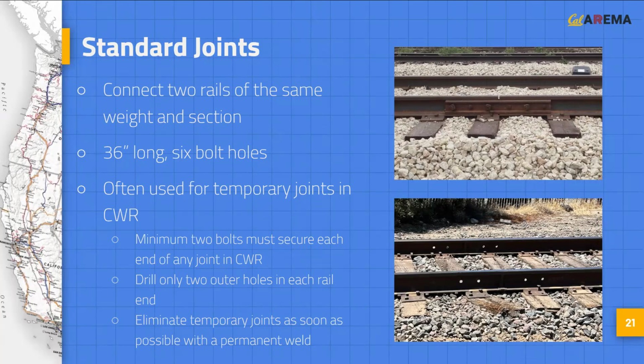A minimum of 2 bolts must secure each end of any joint in continuously welded rail. To preserve a good rail end condition for welding, only drill the 2 outer holes in each rail end and eliminate temporary joints as soon as possible to minimize rail end wear.